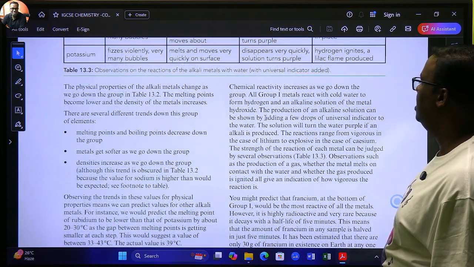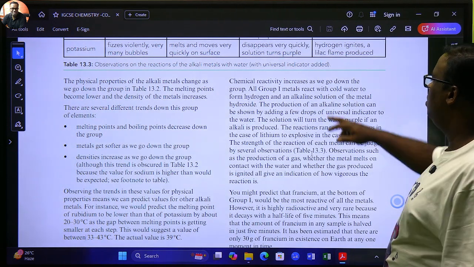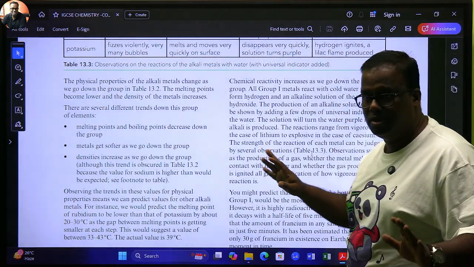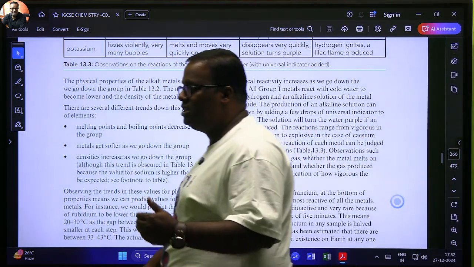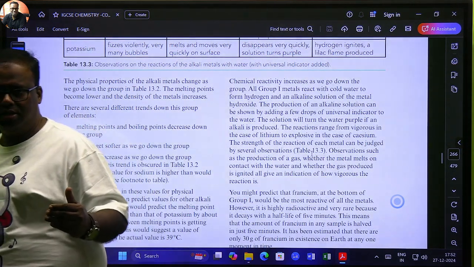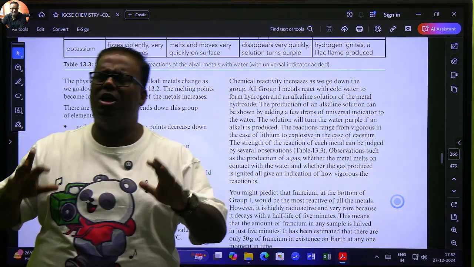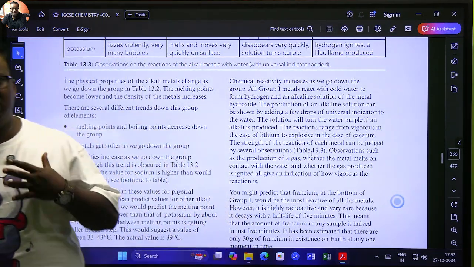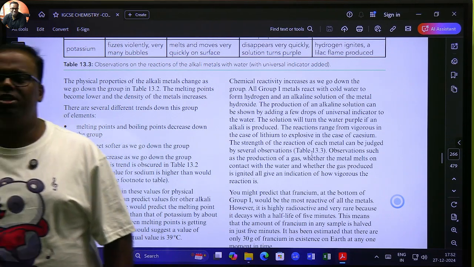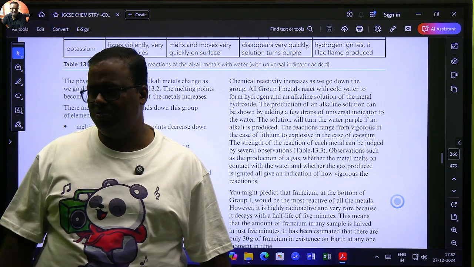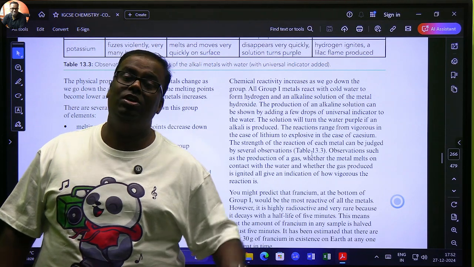Okay, now let's see. Chemical reactivity increases as we go down the group. Nothing great, we know that. All group 1 metals react with cold water. And this is important: metals and water reaction is seen under 3 categories: cold water, hot water, and steam. Apply your common sense. If somebody is highly reactive, he will react with cold water also. If somebody is moderately reactive, you have to give hot water. And if somebody is absolutely less reactive, he will react with steam.